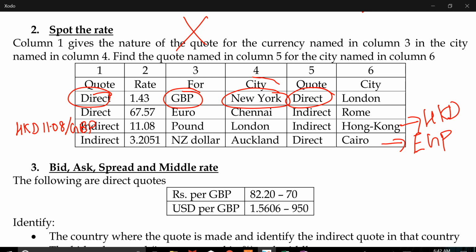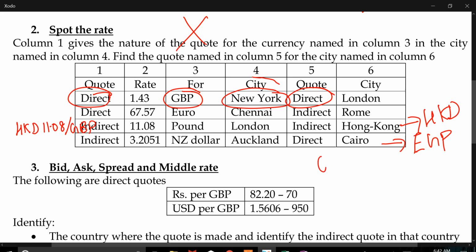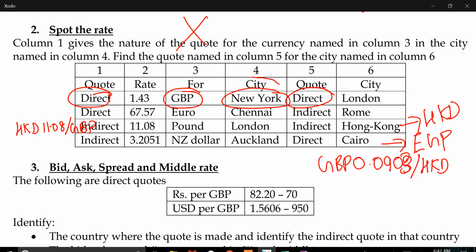The indirect quote in Hong Kong is going to be GBP how much? 0.0903 per HKD.